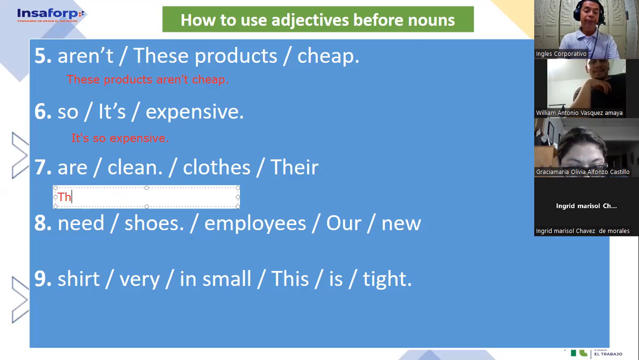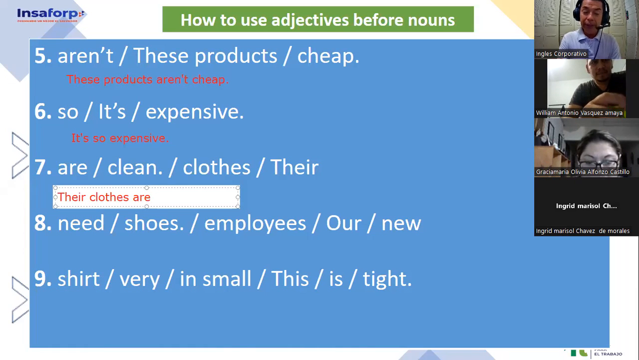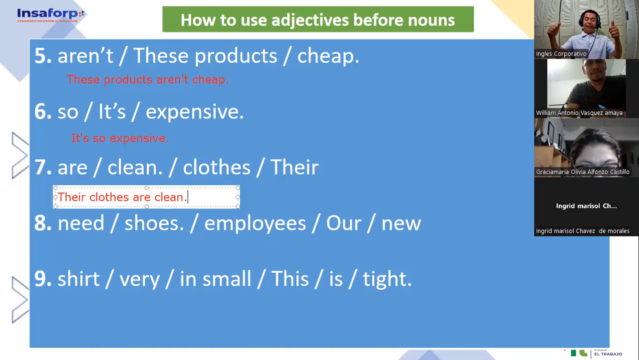So, there. The clothes are, right? Are clean. Are what? Clean. Are clean. Yes. Sorry, no le había escuchado bien. Their clothes are clean. Nice. Excelente, William. Okay, number 8. Ingrid Marisol.